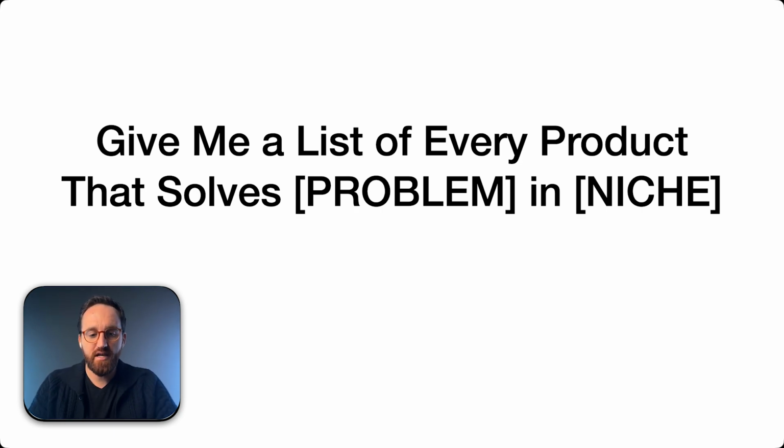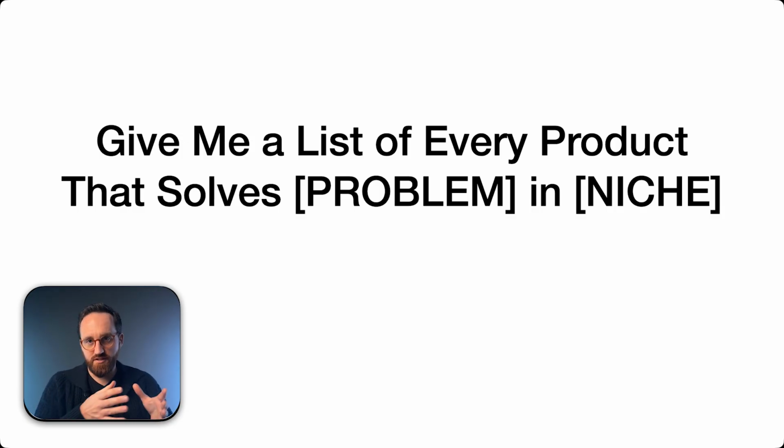niche. So a couple of examples could be, give me a list of products that solve lead generation in the online marketing niche. Give me a list of products that solve poor sleep quality in the wellness niche. Give me a list of products that solve budgeting for freelancers. Or even, give me a list of products that solve weight loss for women over 40.